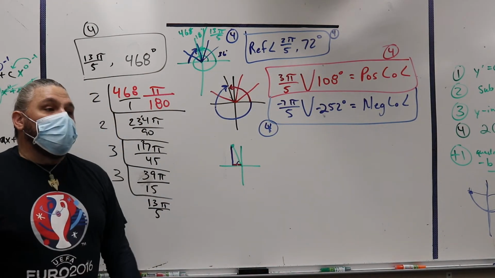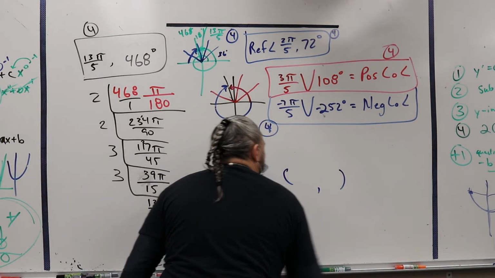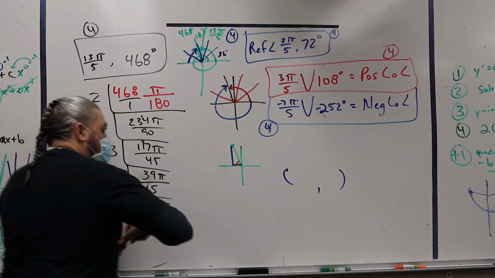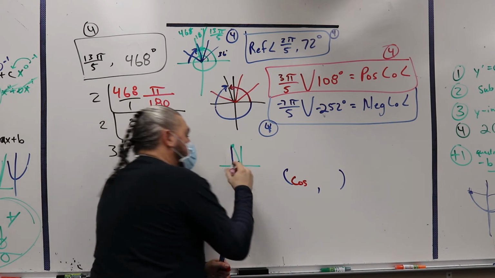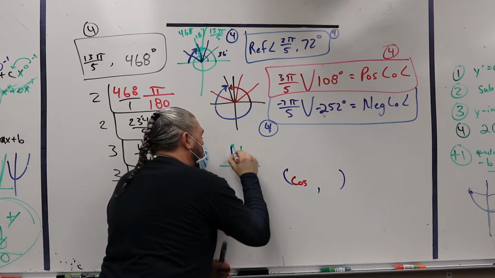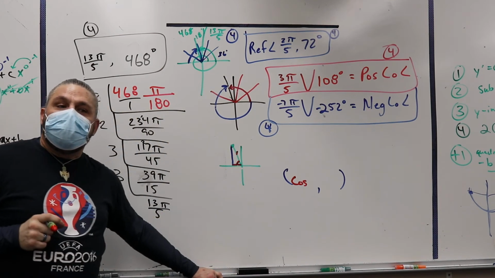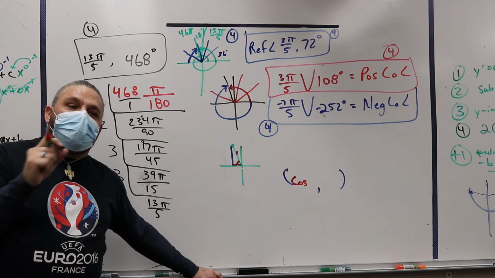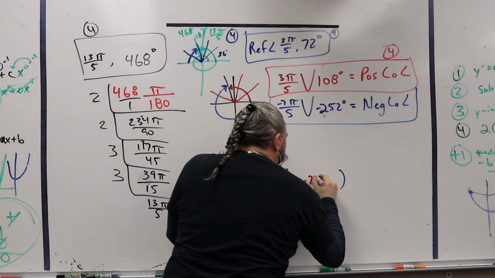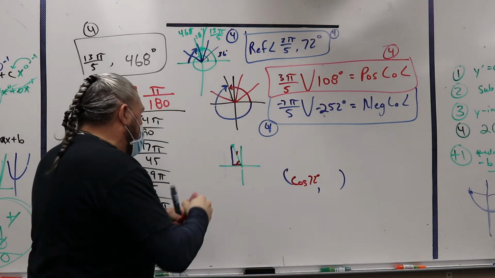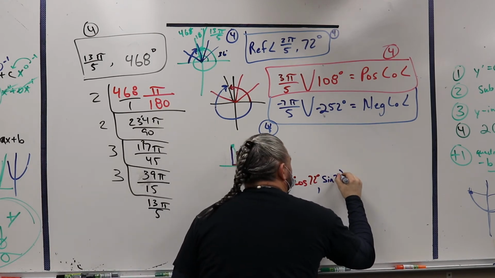72 degrees. So remember, our x and y. What's our x? Cosine of 72. Why is it cosine? Because it's the adjacent over the hypotenuse. The adjacent of the angle, right? And the adjacent of the angle is the adjacent of 72 degrees. And then the height is 1 over sine of 72 degrees.